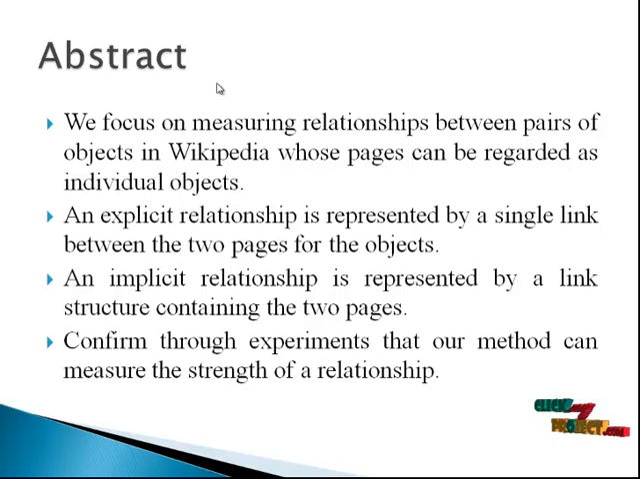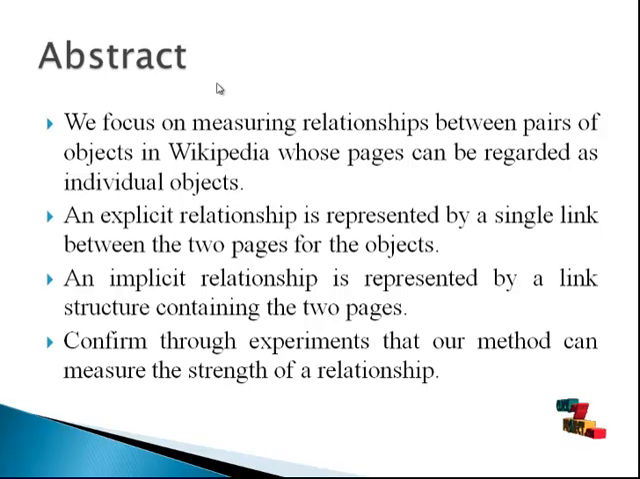The explicit relationship contains a single link between the two objects, so it considers the single link and produces linked information in the single page. The two given objects are analyzed, and then the explicit relationship for the two objects is obtained from the two pages for single link only.